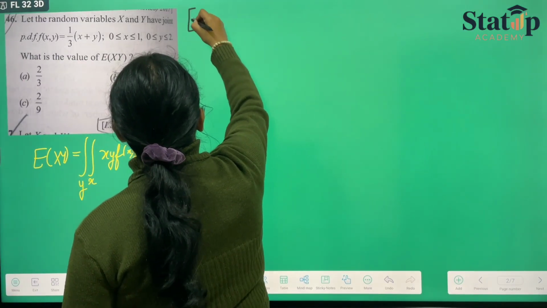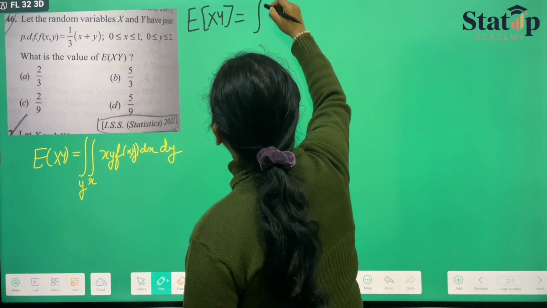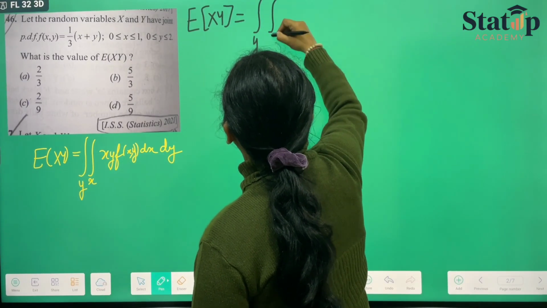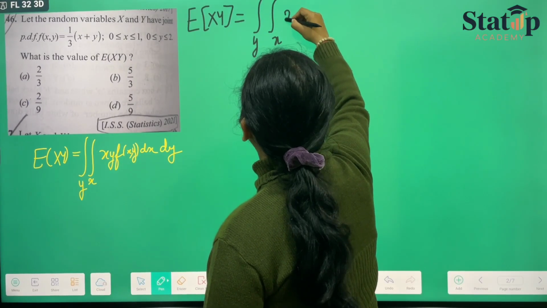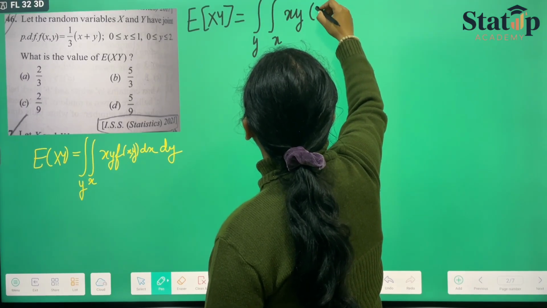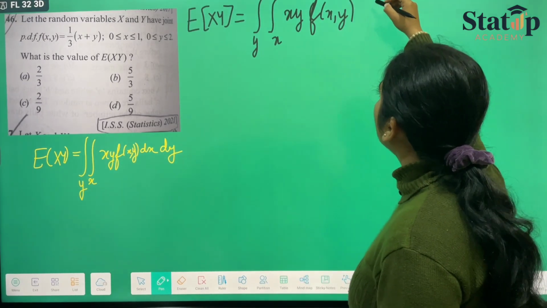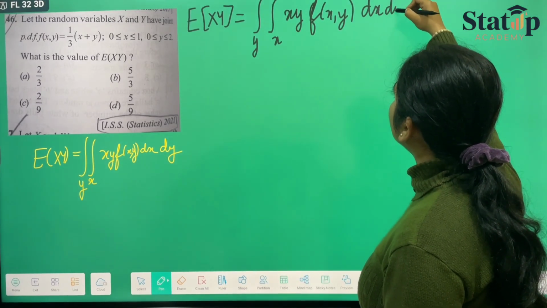So expectation of xy is nothing but the double integration, first over y, then over x, of xy times the joint distribution f, dx dy.